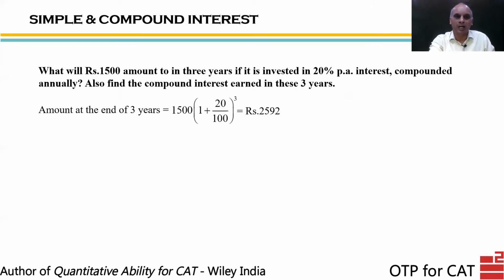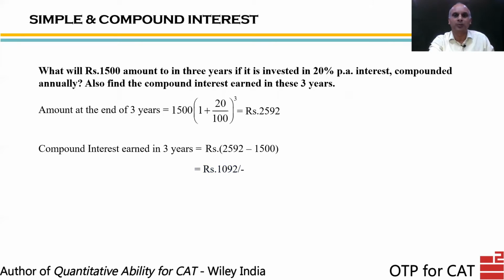Now, once we know the amount, we can subtract the principal from the amount to find out the compound interest which we have earned in these 3 years, and that works out to the difference of these two. I will get 1092 rupees, which is the compound interest earned.